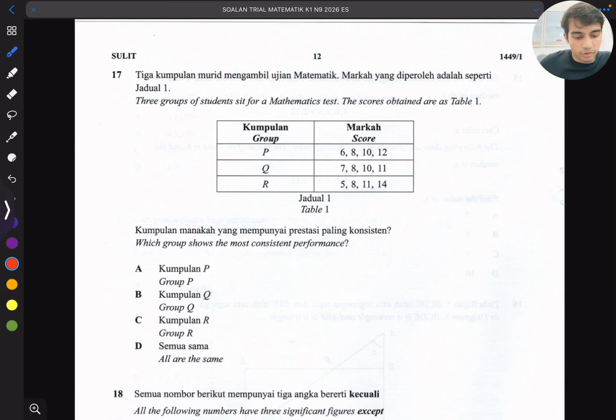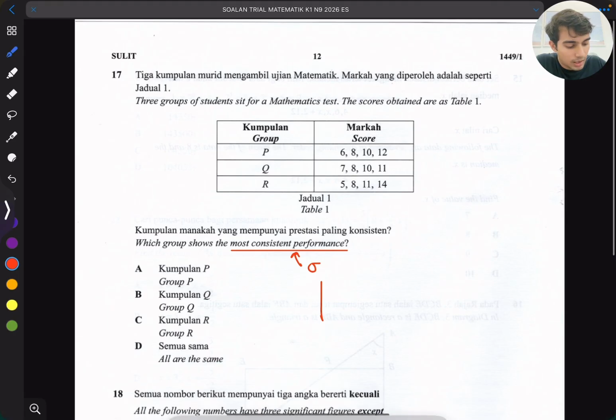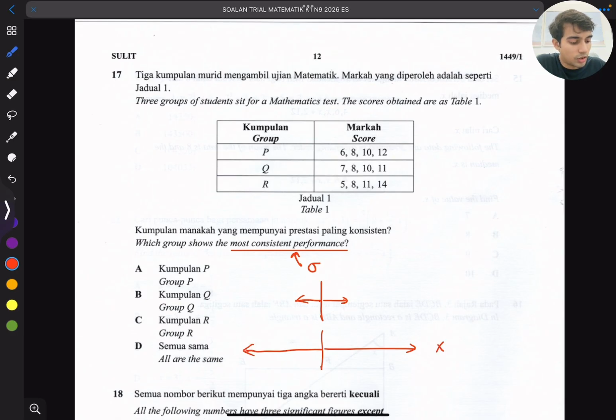17. 3 groups of students sit for a maths test. The scores obtained are as in table 1. Which group shows the most consistent performance? Consistent means you need to find the standard deviation. Standard deviation is how much it deviates from the mean. If it deviates less, it's more consistent. If the standard deviation is bigger, it's not consistent.